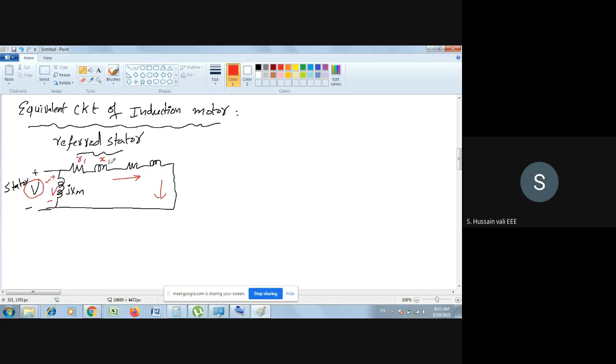What about the other resistance? Now we have R2 dash and X2 dash, R2 dash by S and X2 dash. Now it's very important: S is the slip. This is the equivalent circuit. I hope I don't need to explain the equivalent circuit from the start because you already have it. I'm just trying to recall. Nothing else is there.